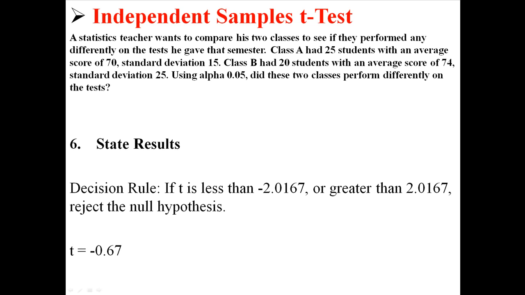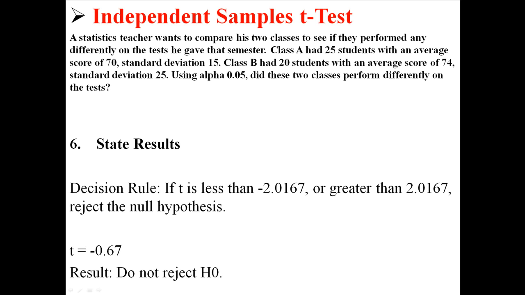So now we will state our results. Remember that our decision rule was that if t was less than negative 2.01 or greater than 2.01, we were going to reject the null hypothesis. In this case, our t was negative 0.67. Now that's in between those two numbers, so we're not going to reject the null hypothesis. We're going to do not reject the null hypothesis.